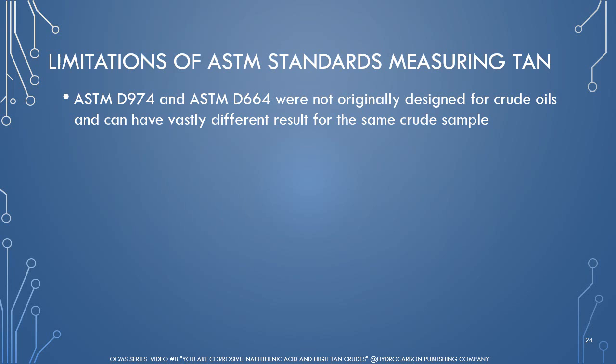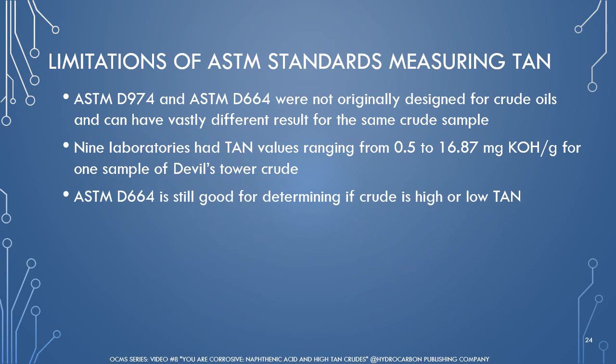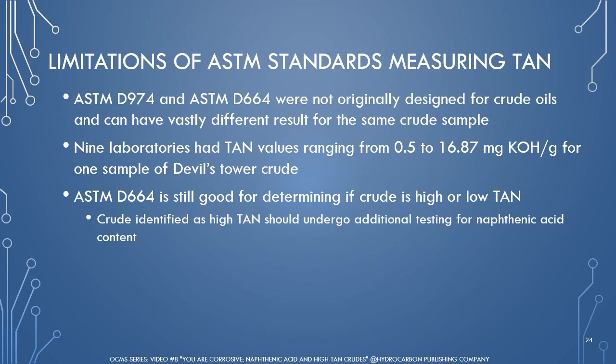According to a study reported at the February 2007 meeting of the Crude Oil Quality Group, slightly different testing procedures and preparation steps led to significant variation in TAN value measurements of Devil's Tower crude, which ranged from 0.5 to 16.87 at 9 different laboratories. Still, ASTM D664 is considered to be a good indicator of whether a crude is high or low TAN. Therefore, it is recommended that crudes deemed high TAN using ASTM D664 be further evaluated for naphthenic acid content.